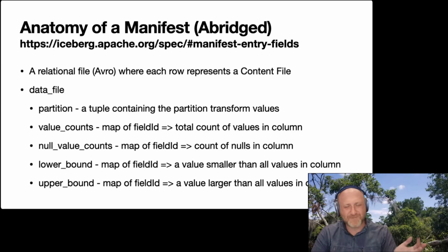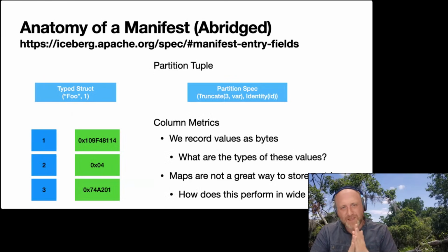So how do we actually compare all of this? Like I said, we have this nice typed structure for our partition tuple, which matches to some set of transforms in a partition spec. So for example, we might have foo, comma 1, and using that partition spec ID, we can basically say, oh, that was written with the partition spec where we're truncating and only getting the first 3 characters of column var, and we're taking the identity of ID. Again, we're actually doing these all by field ID, but I'm just using names here just to make it a little clearer. And then for our column metrics, we're keeping these maps. And the map is a map of field ID to the serialized binary representation of the min or max value.